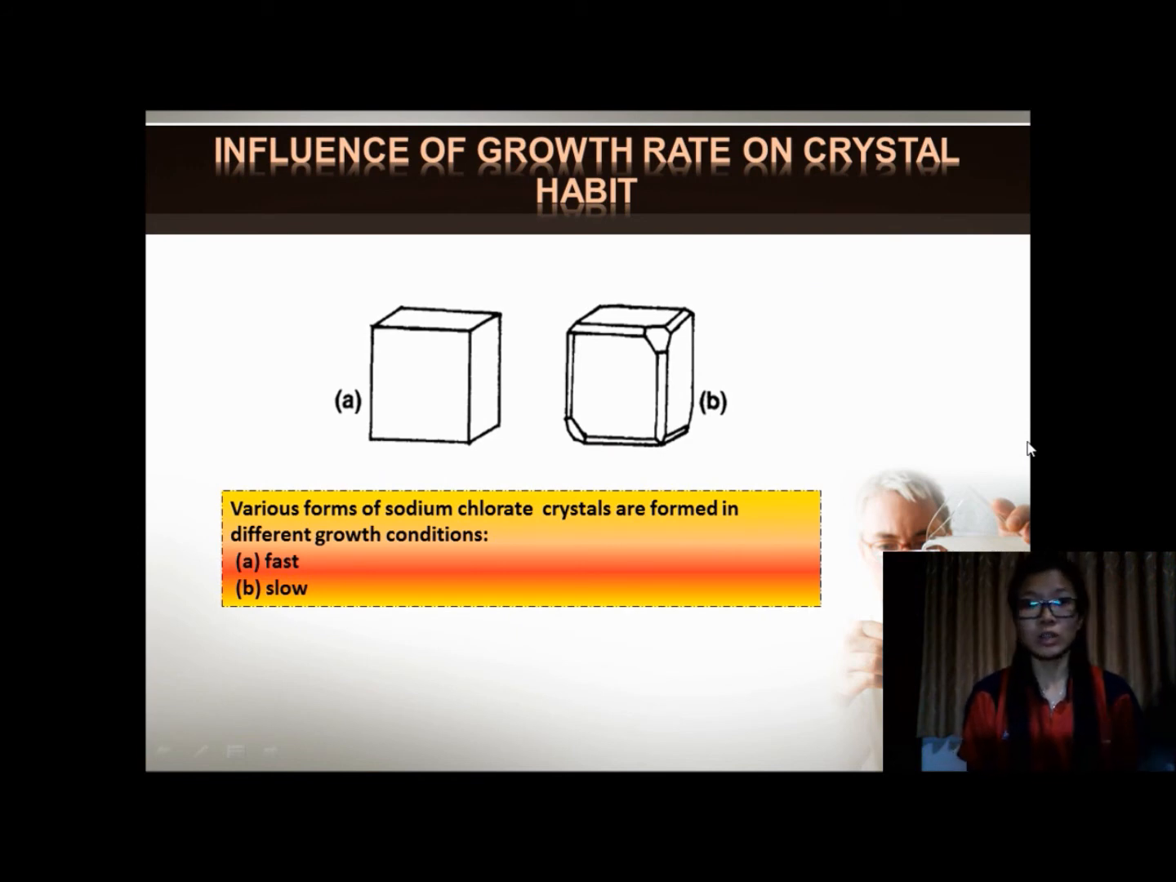Now, I would like to talk about the influence of growth rate on crystal habit. In the diagram below, we can see an example of two forms of sodium chloride crystal. Actually, various forms of sodium chloride crystal are formed in different growth conditions. Okay, as we can see here, diagram A is the form of sodium chloride crystal due to the fast growth condition, while diagram B shows an example of sodium chloride crystal due to slow growth condition.